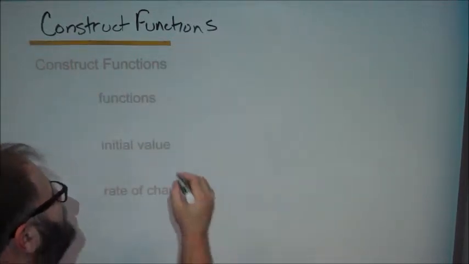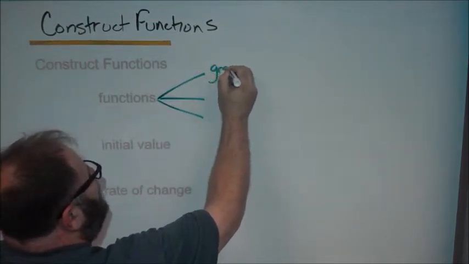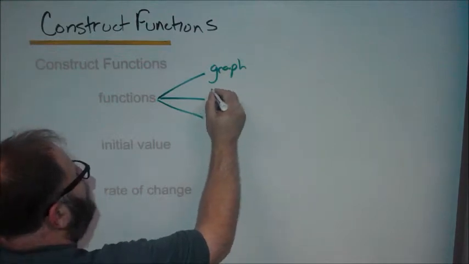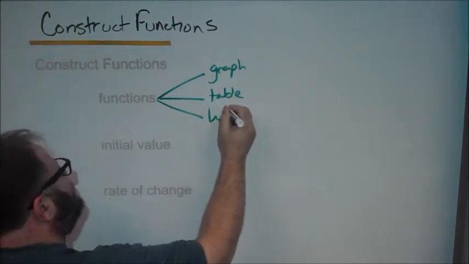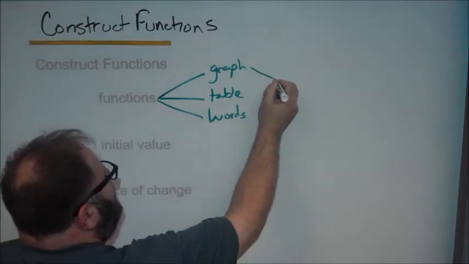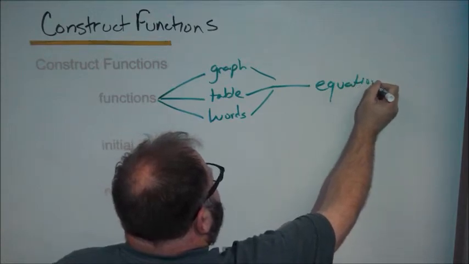So we are constructing functions. So in constructing functions, let's not forget what we're doing here. We're taking the 3 versions of functions that we are aware of. We're taking a graph, a table, and words. And then being able to take those 3 things and construct an equation.